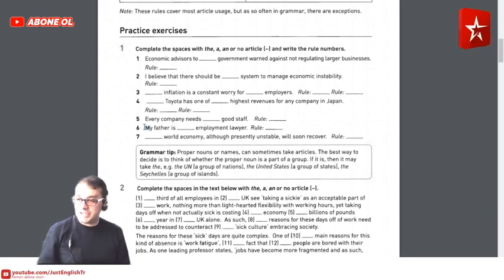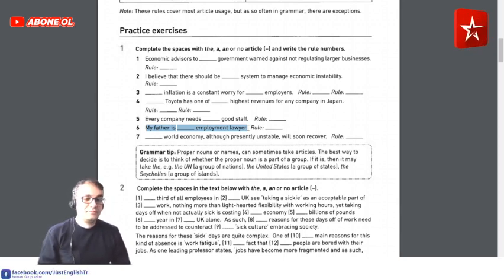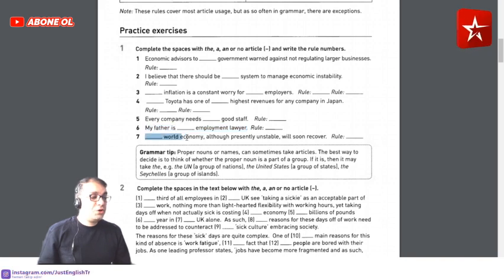Wonderful. I see the reaction is good here. Okay. My father, what? And Gökhan, the answer is correct. Thank you, Gökhan. The answer is "an employment lawyer". Wonderful. Thank you. Okay, let's go for number 7.